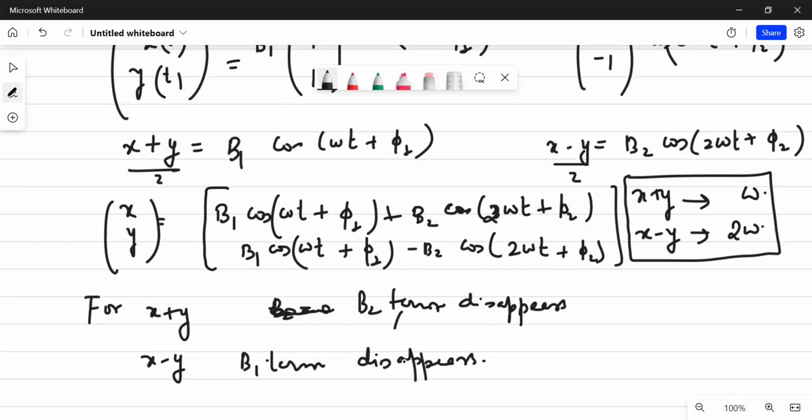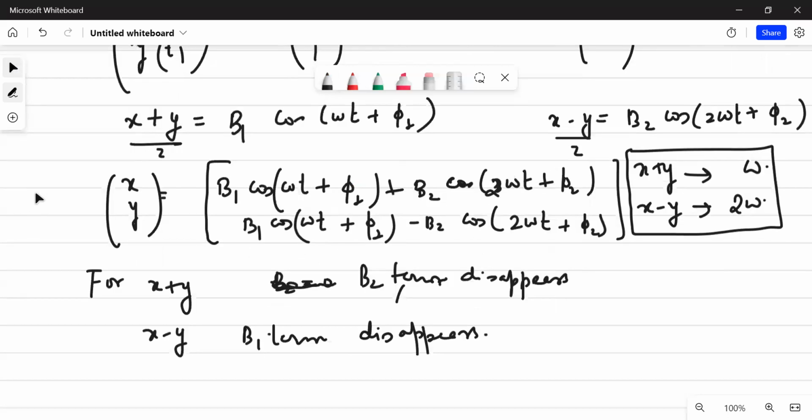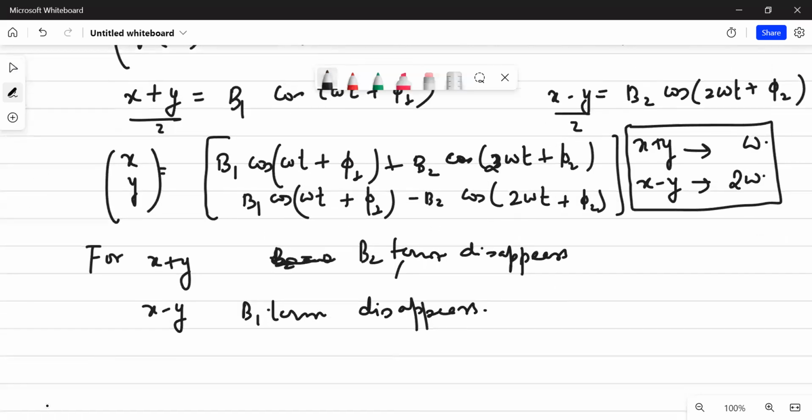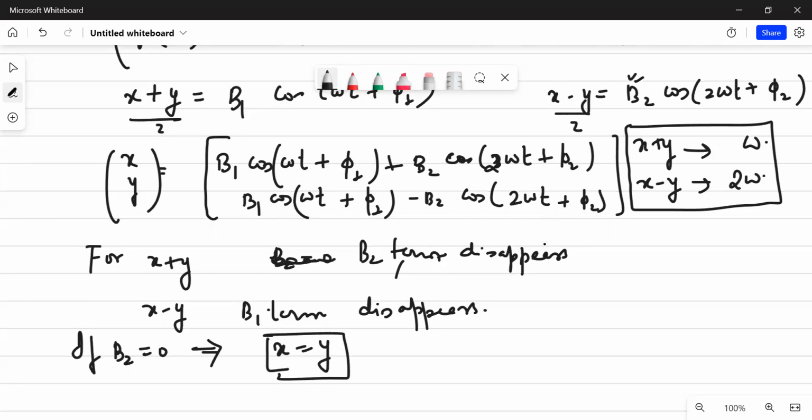Okay, and to understand this, even if I write b2 equal to 0, things would be the same. If b2 is equal to 0, that implies x equal to y. Look carefully, if b2 equal to 0, then x equal to y for all times, and both of them oscillate with frequency omega. This is sometimes referred to as symmetric stretching, or you can say symmetric mode.